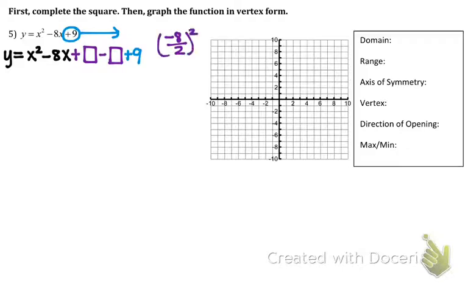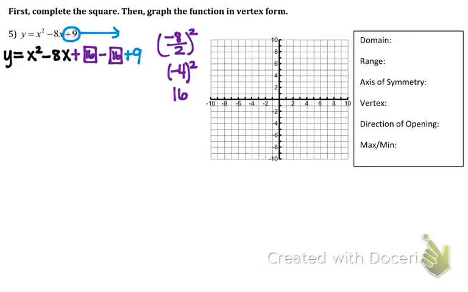In order to figure out what goes in those squares, I need to do b divided by 2 quantity squared. So b divided by 2 is -4. When I square -4, I have +16. So +16 gets plugged into the squares.